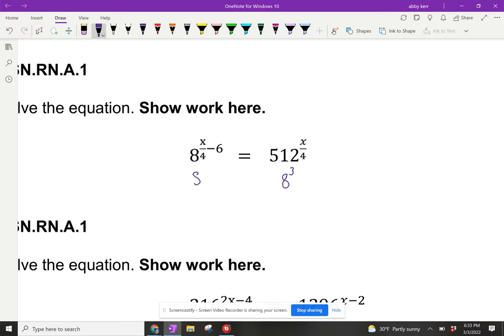Now, since I don't have to do anything to this base, I'm just going to write it down, and then this exponent gets written down, and then drop down the equal sign. So we don't need the bases. Now we have this equation: x over 4 minus 6 equals, multiplying, 3 times x is 3x over 4. We don't need this 8 anymore, so we're going to do the 3x over 4.